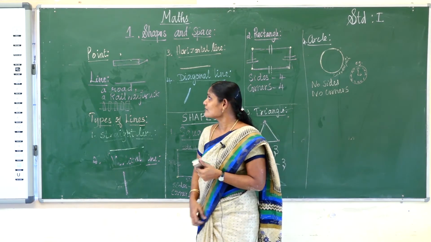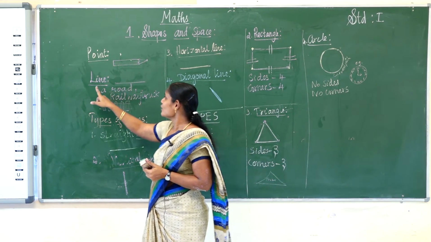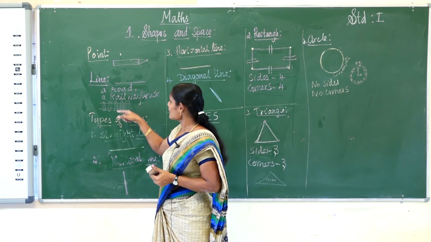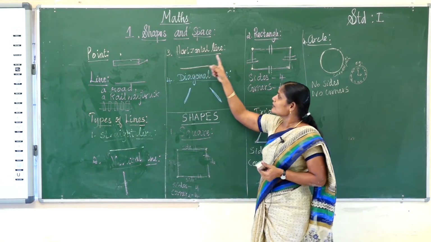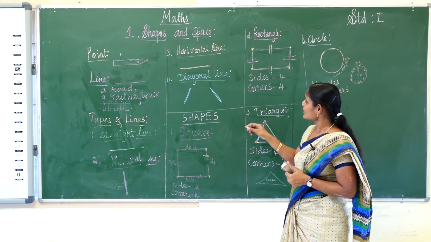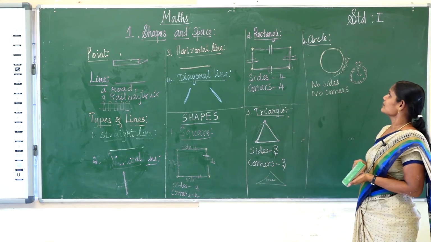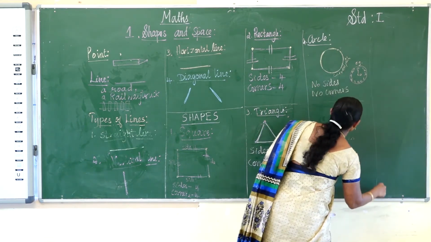So in today's class we have to see what a point is. A point is the exact location. What's a line? A line is a straight path. What are the types of lines? Straight line, vertical line, horizontal line, diagonal line. Then next we see the shapes. What are the shapes? Square, rectangle, triangle, circle. Then I have some exercises also.